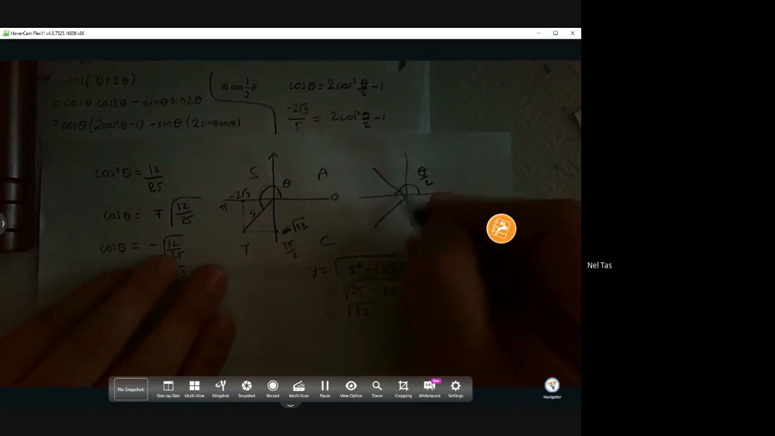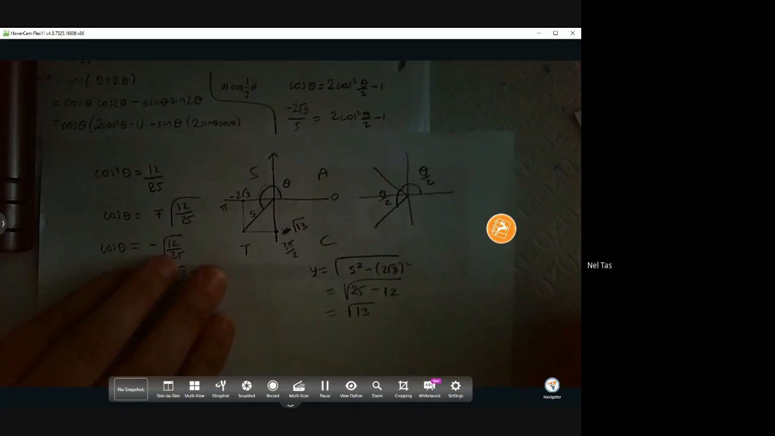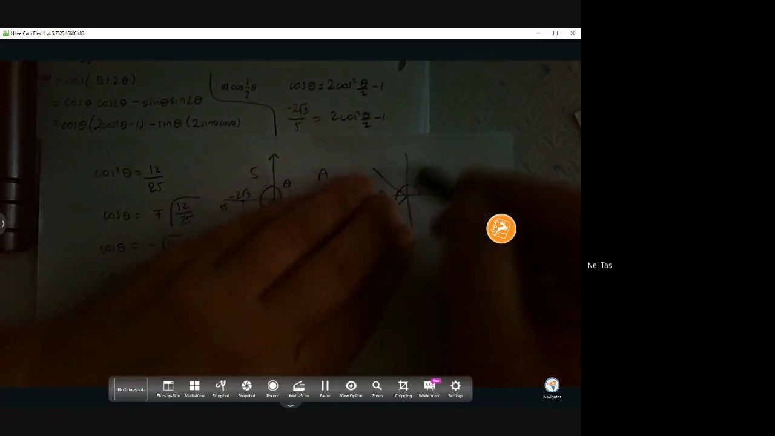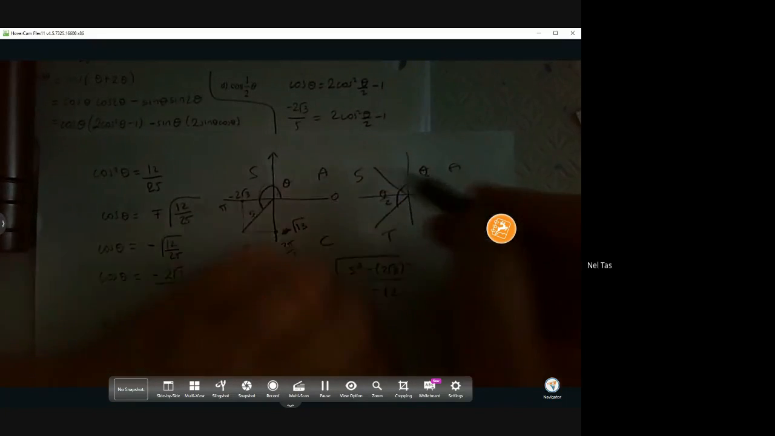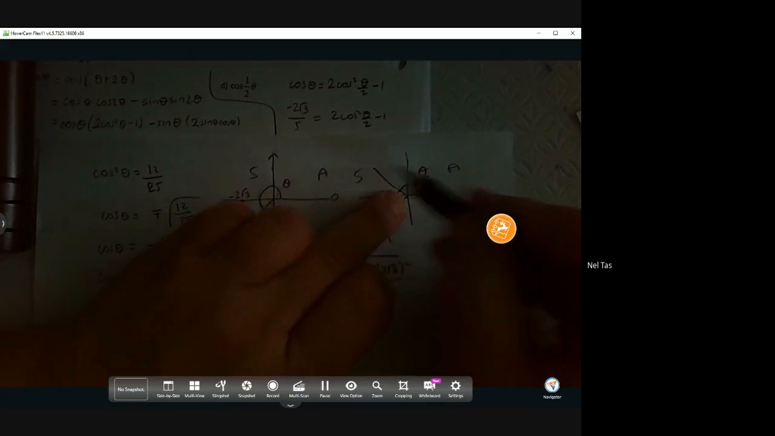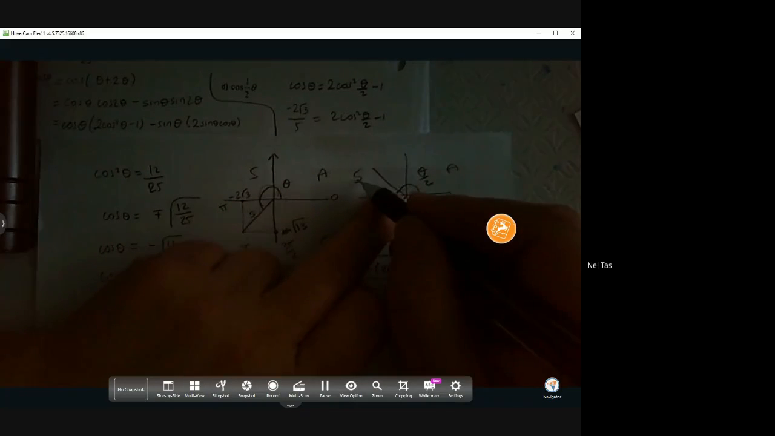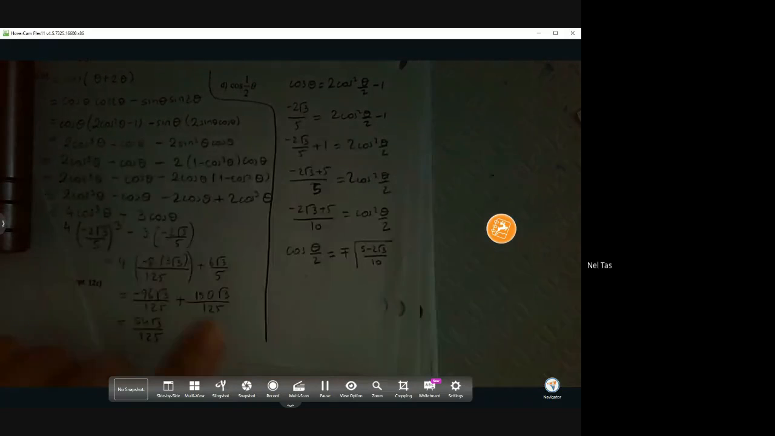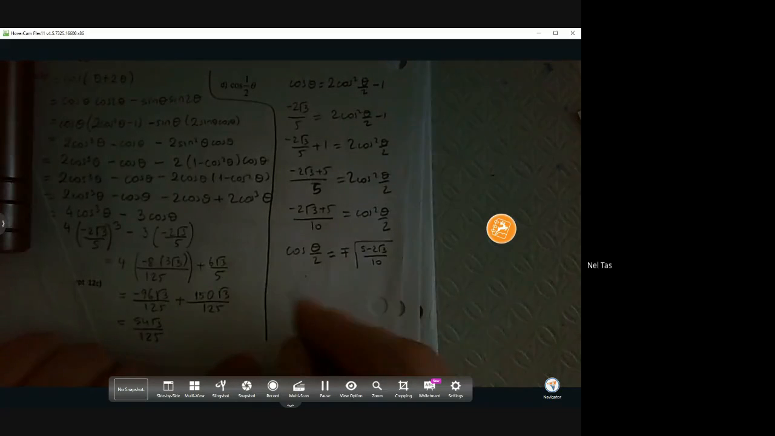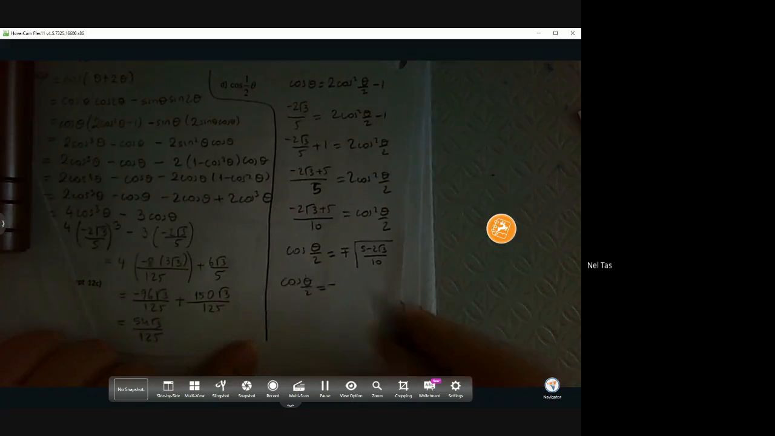So this is theta over 2, and that is another theta over 2. Basically, if angle theta over 2 is in quadrant 2, then as you see, only sine is positive, so cosine must be negative. So I cannot take the positive one, but only take the negative value. So negative square root of 5 minus 2 root 3 over 10.